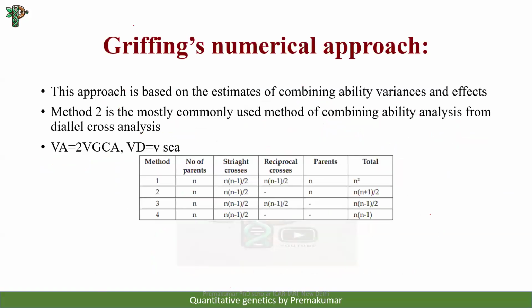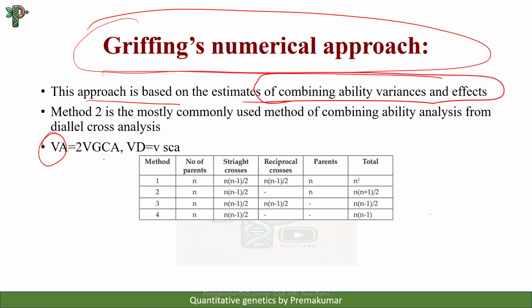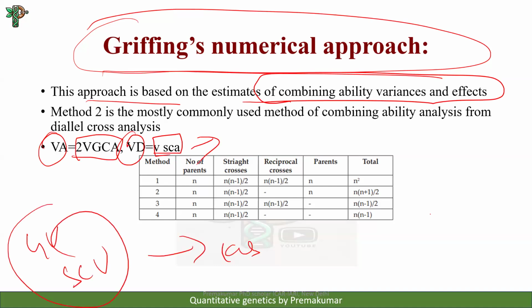Okay. Then another method of diallel analysis is Griffing's numerical approach. It is based on the estimates of combining ability variance. See that the additive variance is equal to 2 times GCA variance and dominance variance is equal to SCA variance. And you should know what the GCA variance and SCA variance are; in the last class I discussed it in detail, that's why I'm not repeating it here.